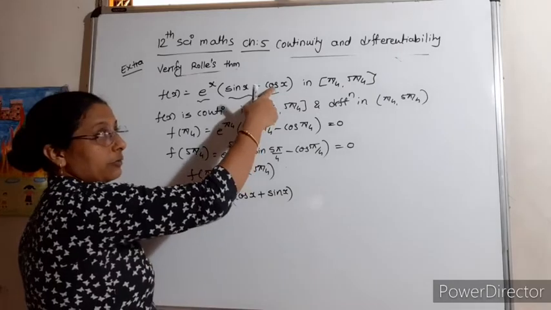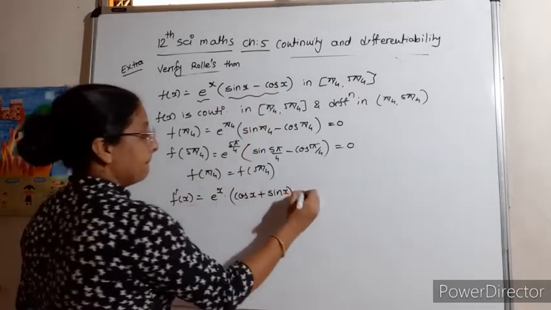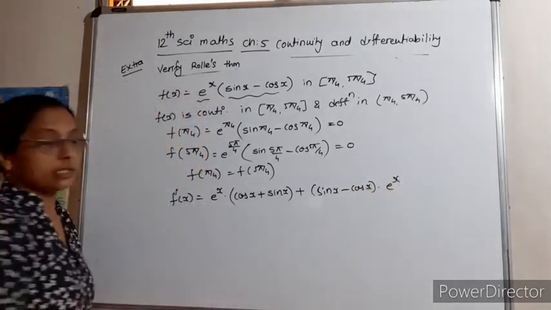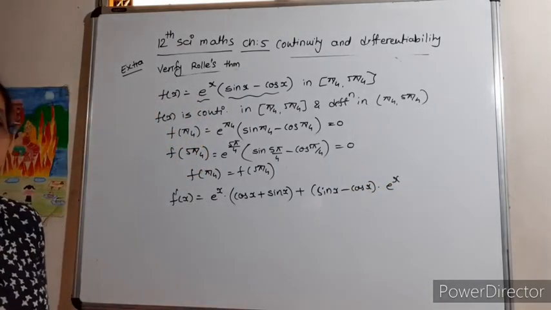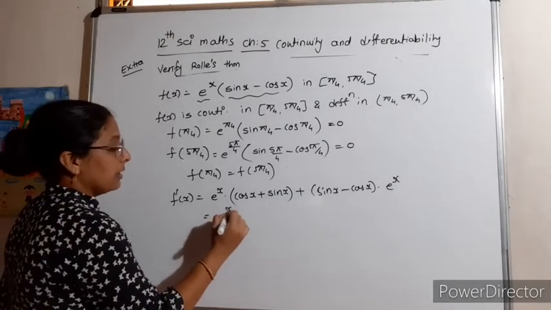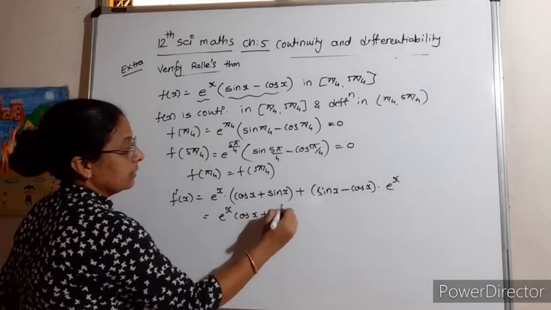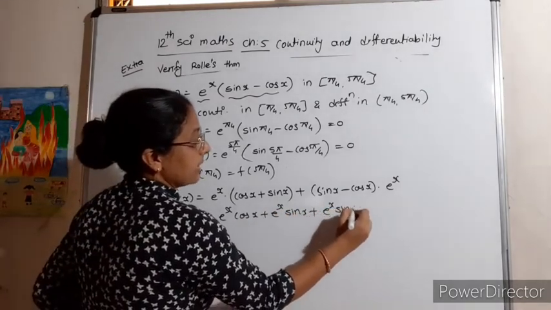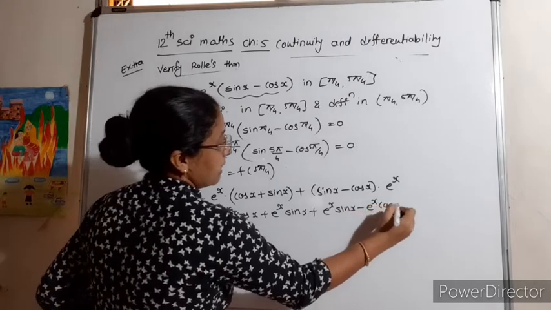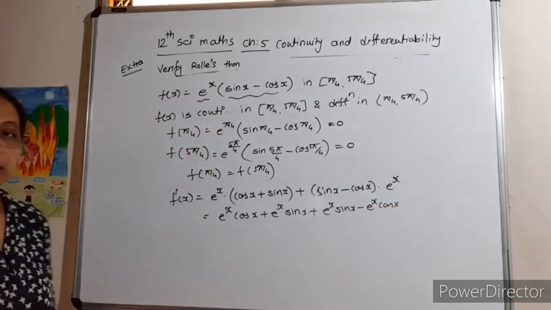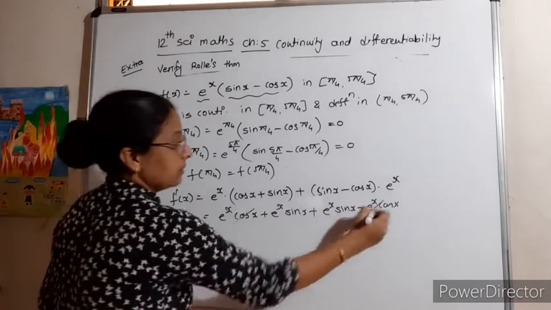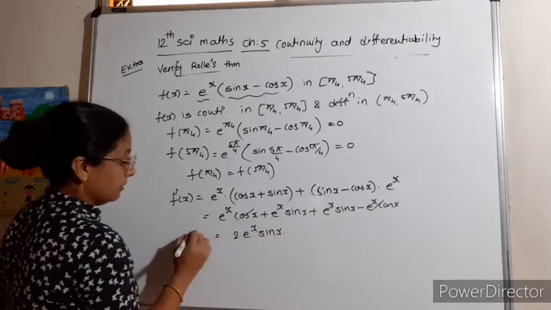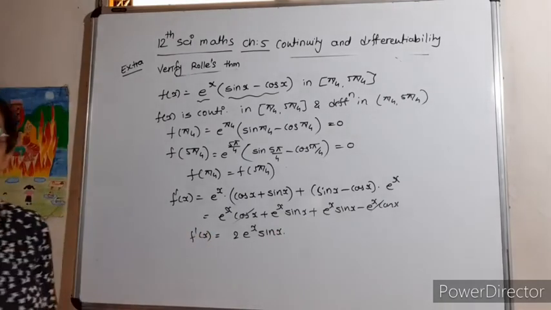You know why? Derivative of cos is minus sin. It is constant. And derivative of e raised to x is e raised to x. Therefore, e raised to x cos x, e raised to x sin x plus e raised to x sin x minus e raised to x cos x. Expand the brackets. Then what is it? Cancel. So our derivative, 2e raised to x sin x, that is f dash x.